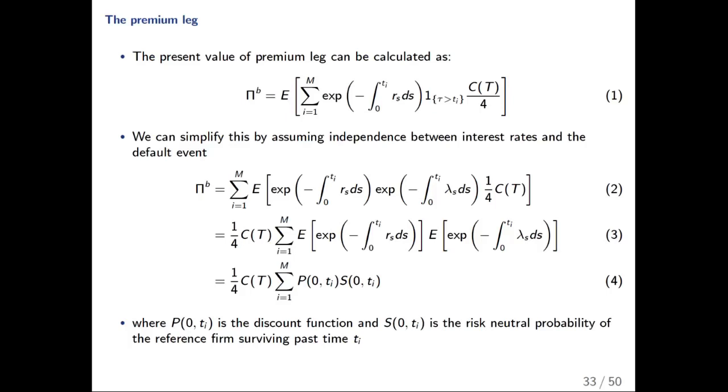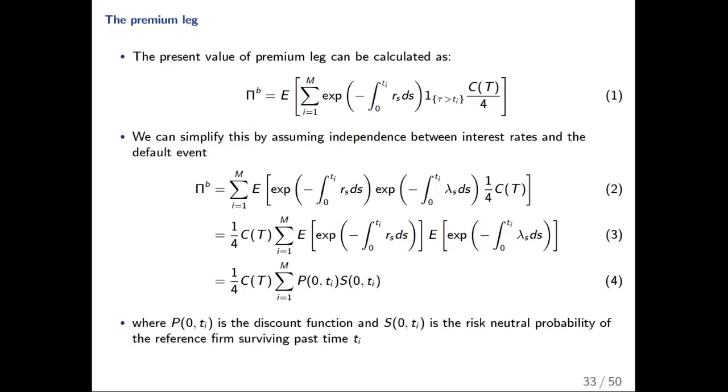So what is the buyer going to get? Well, the buyer is going to get the expected, and everything here is under the risk neutral measure, the pricing measure, a series of quarterly payments for M periods, conditional on default.